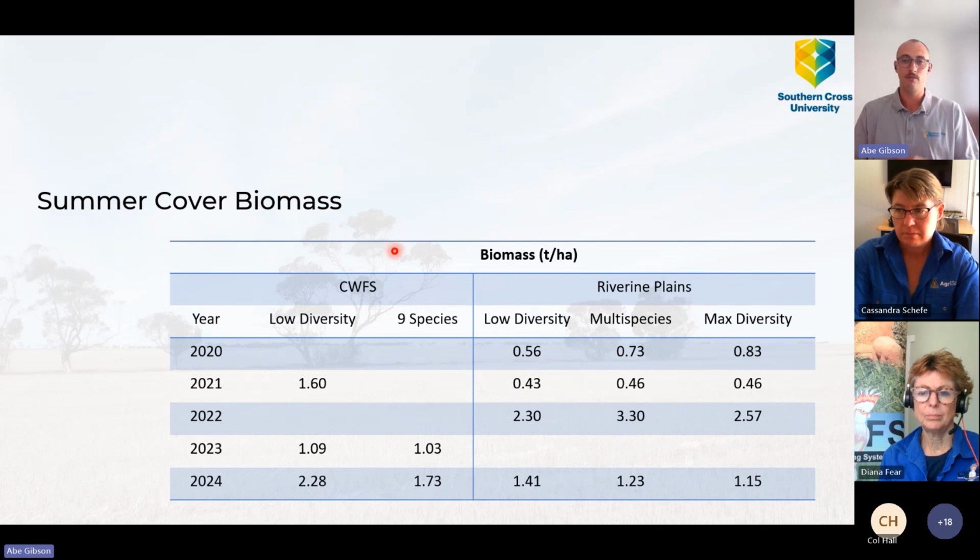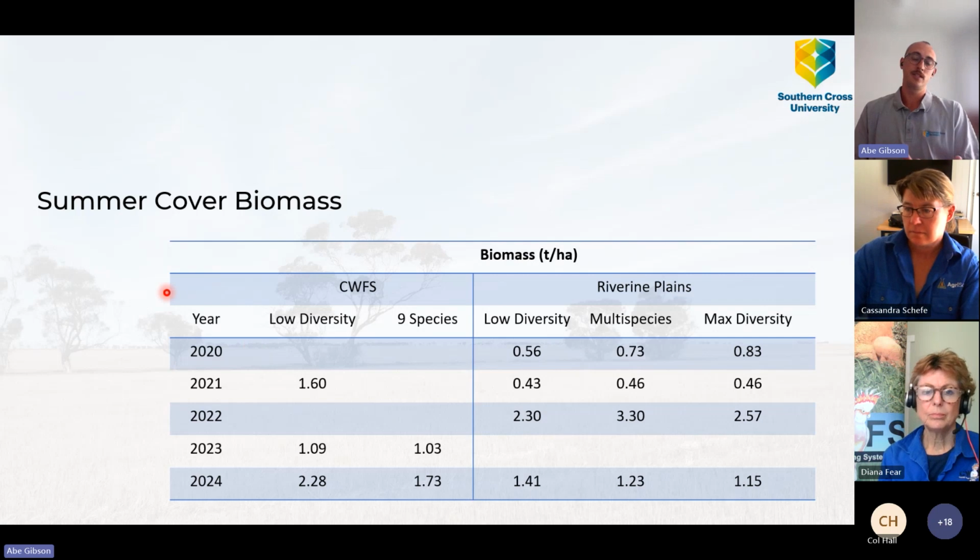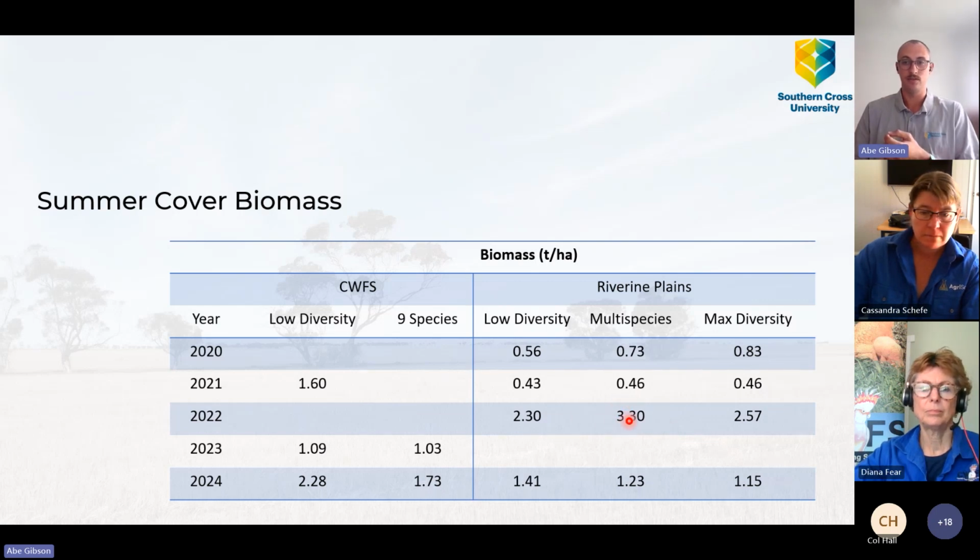So if we think of biomass as a driver of our soil carbon, when we look at the limitation of summer cover cropping, our big limitation is that we can't produce a lot of biomass with our summer cover crops. You can see that throughout the years of the trials, that our max biomass was 3.3 tonnes a hectare in that 2022 year, so a really wet year. We weren't able to follow up with the cash crop, however. The last couple of years have been pretty promising, so that's 1 to 2 tonnes to the hectare.